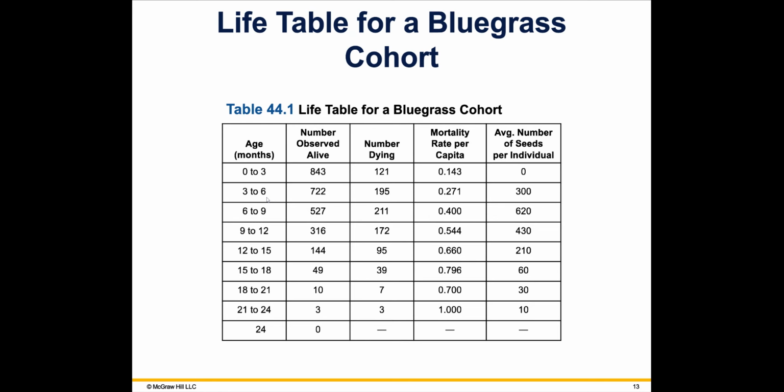Then I've got 3 to 6 months. Okay, here's how many we have alive. Here's how many have died from this number. Okay, we can calculate. And then we'll move, 722, subtract my 195, and we go here to now how many did we observe alive? How many have died? And then we get to a place where, okay, no more of that original cohort have survived.